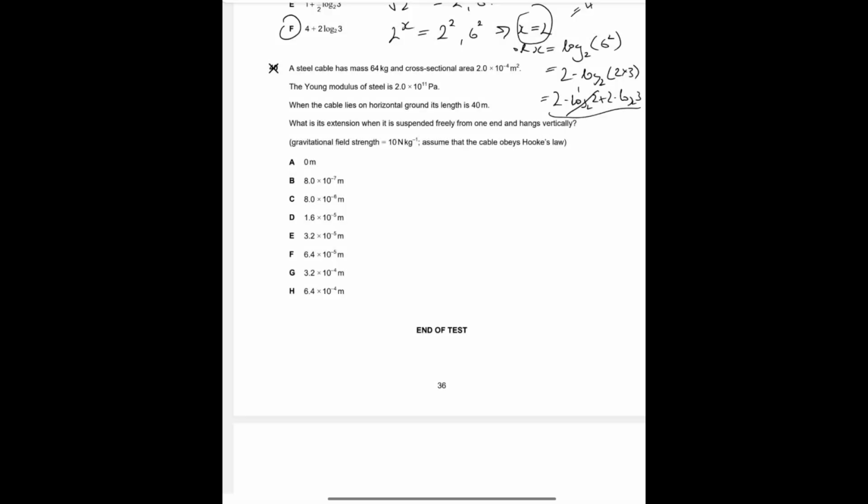Okay, so now it's on to question 40. This one will just read: a steel cable has that mass and cross-sectional area. Its Young's modulus is that. When the cable lies on horizontal ground, its length is 40 meters. What's the extension when it's suspended freely from one end and hangs vertically?